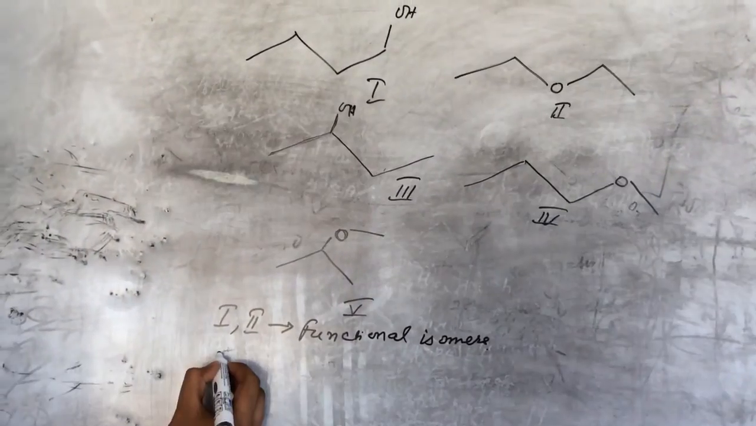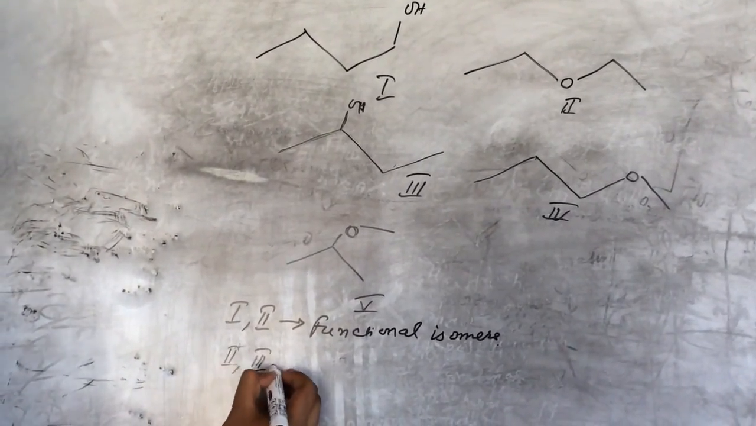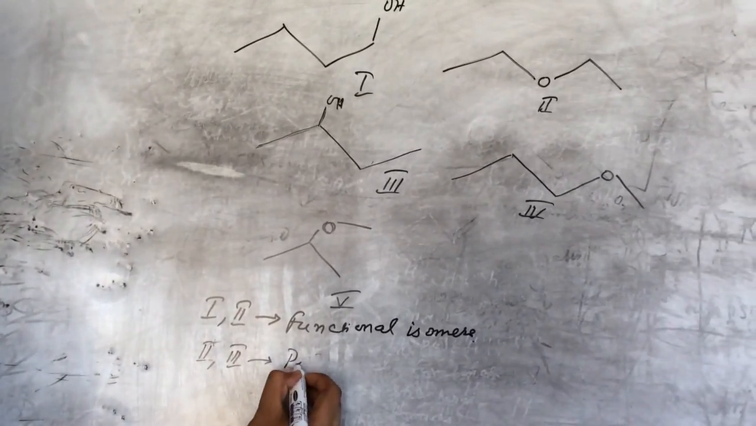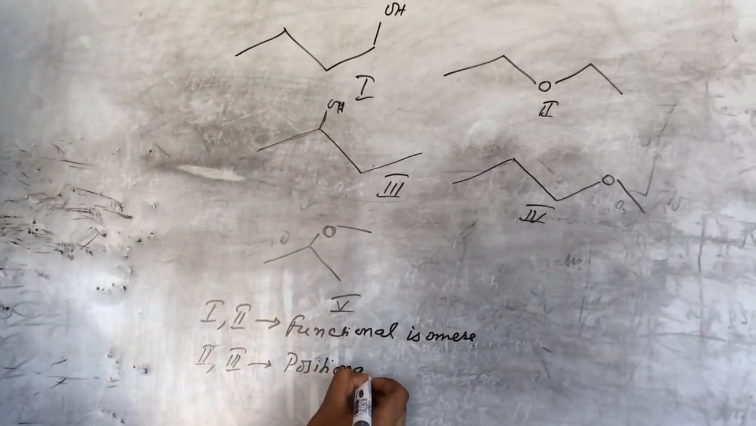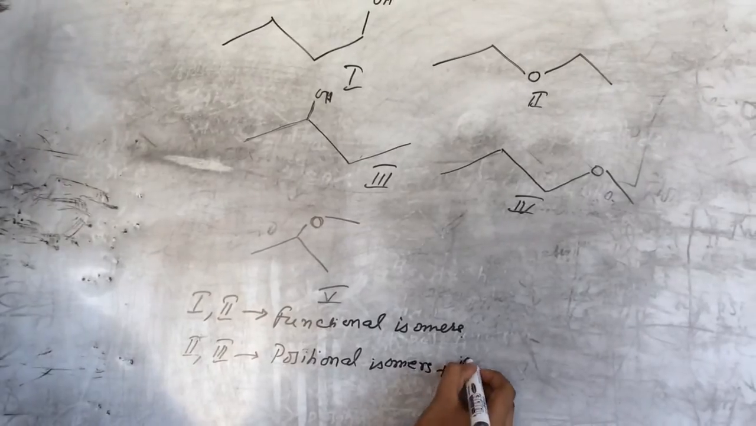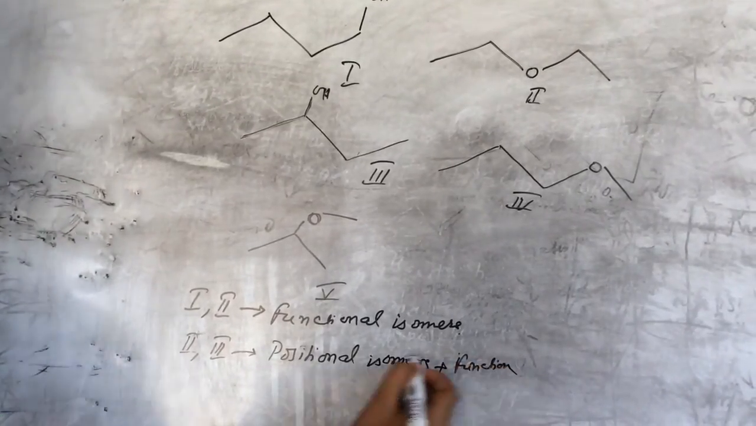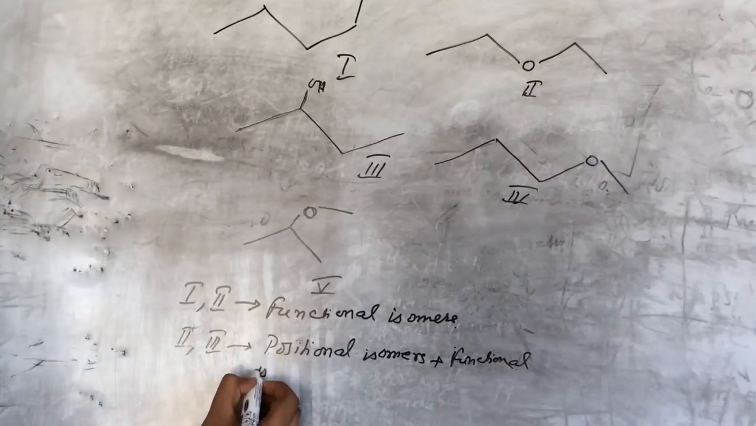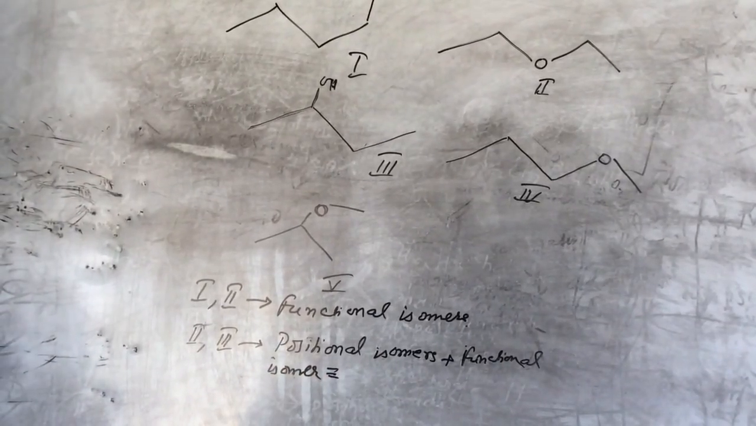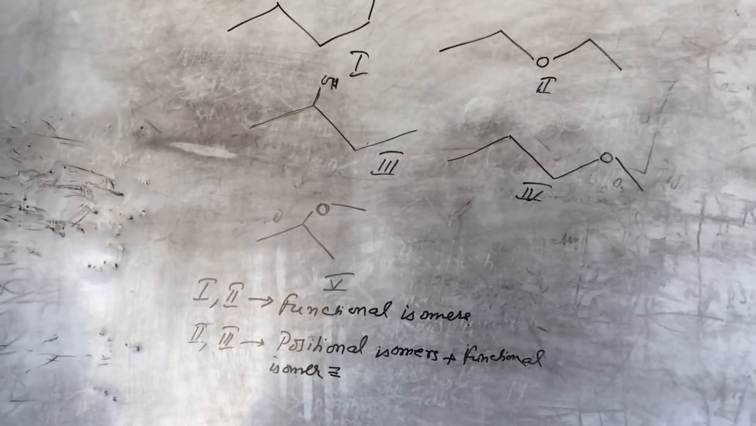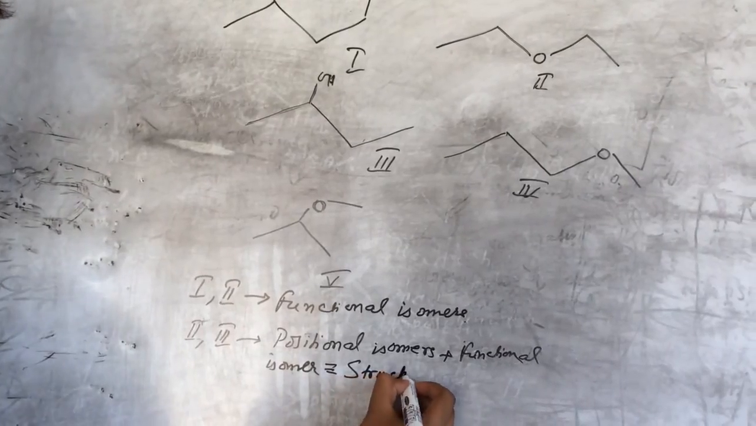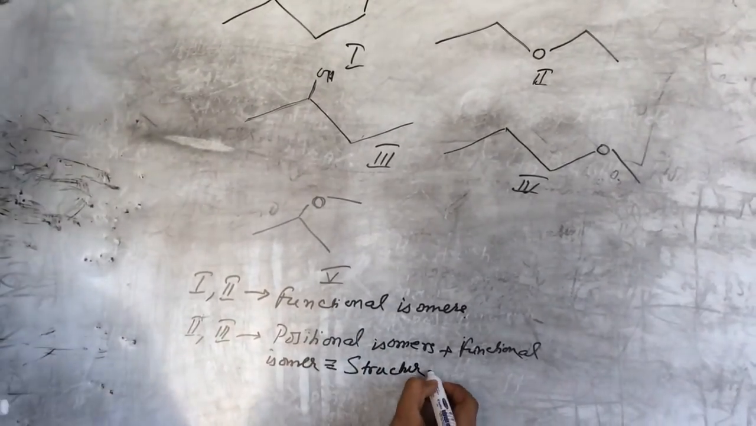So 2 and 3, as we can see, are a combination of positional isomers plus functional isomer. As we told previously, whenever there is a combination of two types of isomers in structural isomers, we name them combinedly structural isomers. So this is a structural isomer. These two are structural isomers of each other.